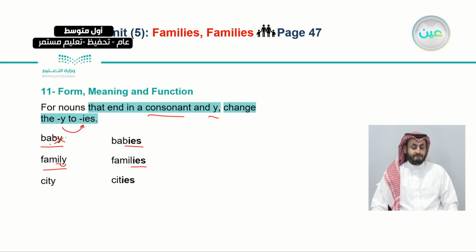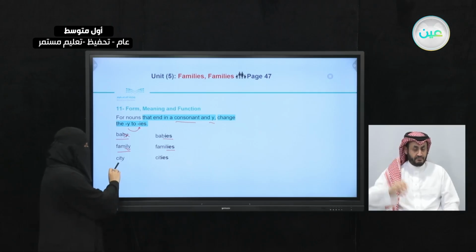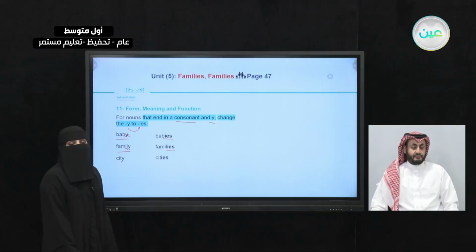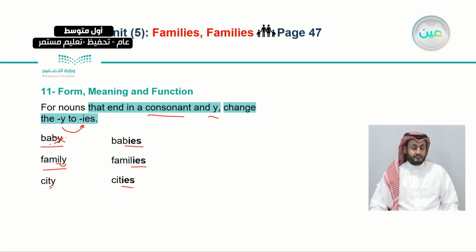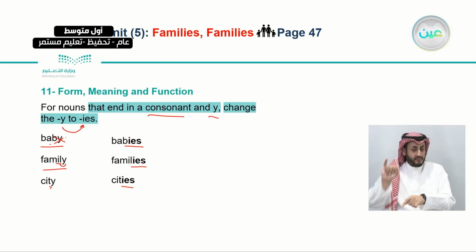How about city? Okay, we have the T, it's a consonant, followed by the Y. So in this case, what should we do? We change the Y into IES: cities. Again, the rule says that for nouns that end in a consonant, all the letters except the 5 vowels, followed by Y, we change the Y into IES.